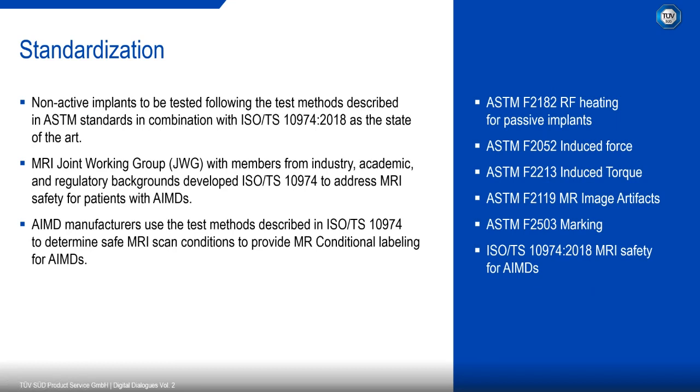There are two sets of standards which are being used for MRI safety testing: the ASTM standards and the ISO technical specification, together with the PC76, specifically for pacemakers and ICDs, which was published recently and is not listed in this slide. There is a separate ASTM standard for RF heating, induced force, induced torque, and image artifact. The ASTM standards are mainly used for non-active implant testing. For active implants, the ISO technical specification and the PC76 are covering all risks and referring to ASTM standards in some clauses.